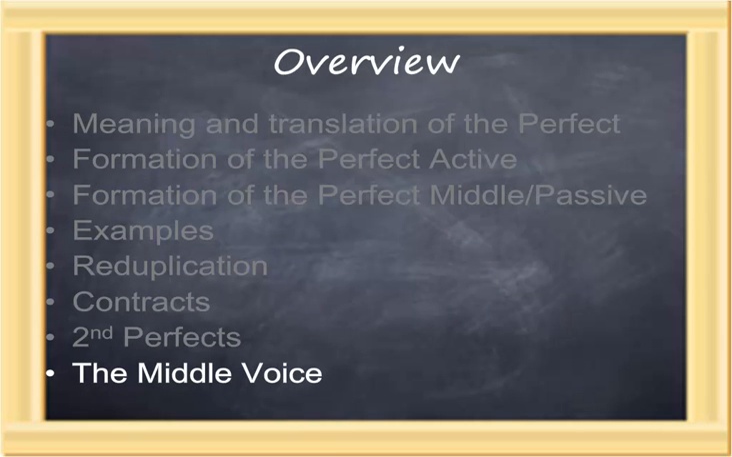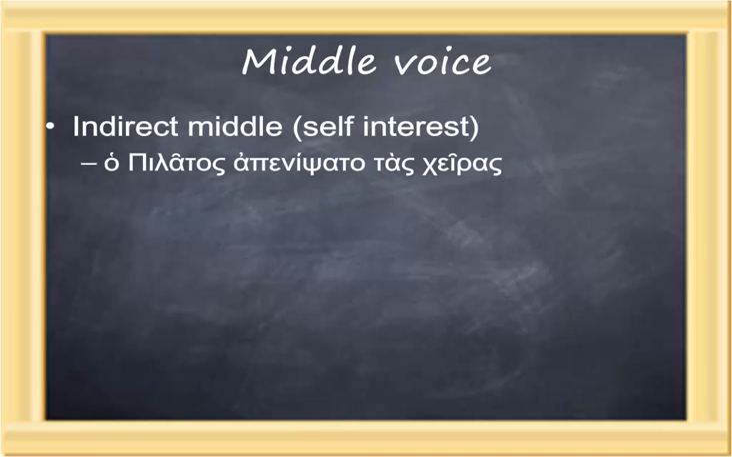As we conclude this lesson on the perfect actives and middle passives, it's perhaps a good time to review the various ways in which the middle voice is used. In some cases, the middle voice is used in a way that expresses the self-interest of the actor involved. It's called the indirect middle. There is a direct object, but there is a degree of self-interest expressed by the author. And that's why the middle is used as opposed to the active. In this particular sentence, Pilate washed his hands. That washing served Pilate's interest, and so the author used the middle instead of an aorist active.